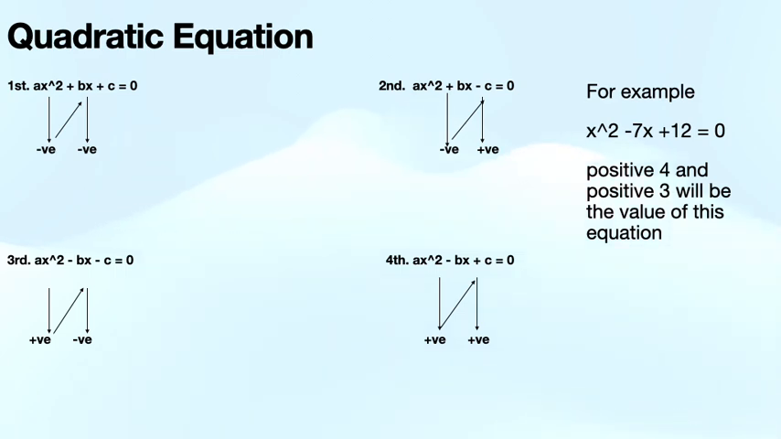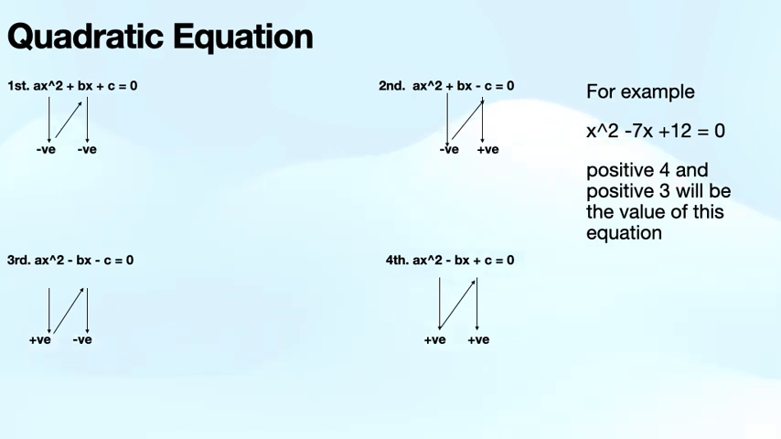In first equation ax2 plus bx plus c is equal to 0. First positive sign directly convert to negative sign and then multiply converted negative sign with positive sign and finally we have a negative sign. In second equation ax2 plus bx minus c is equal to 0. First positive sign directly convert to negative sign and then multiply converted negative sign with negative sign and finally we have negative and positive sign.